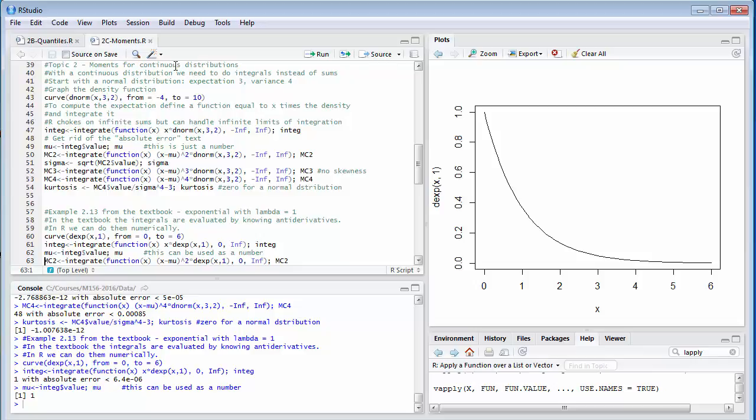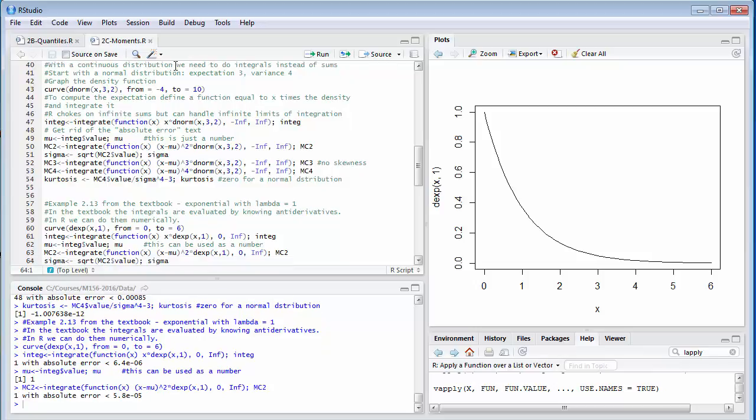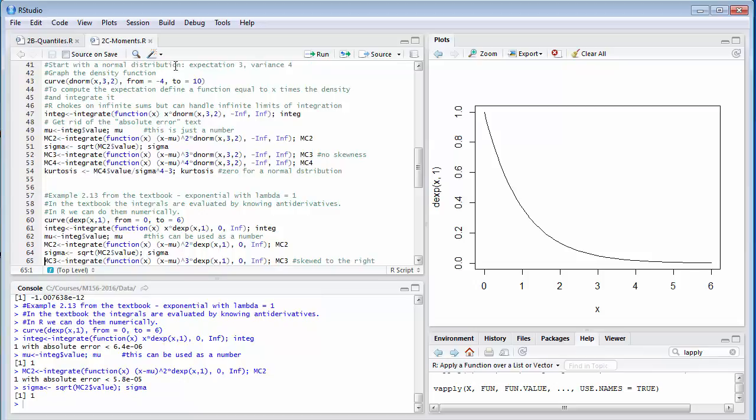And then let's take x minus mu squared times this density function and integrate it. The value is 1 again. Sigma is 1. And that confirms the result shown in the textbook that for this distribution, both mu and sigma are equal to 1. But the skewness is not going to be 0 in this case.